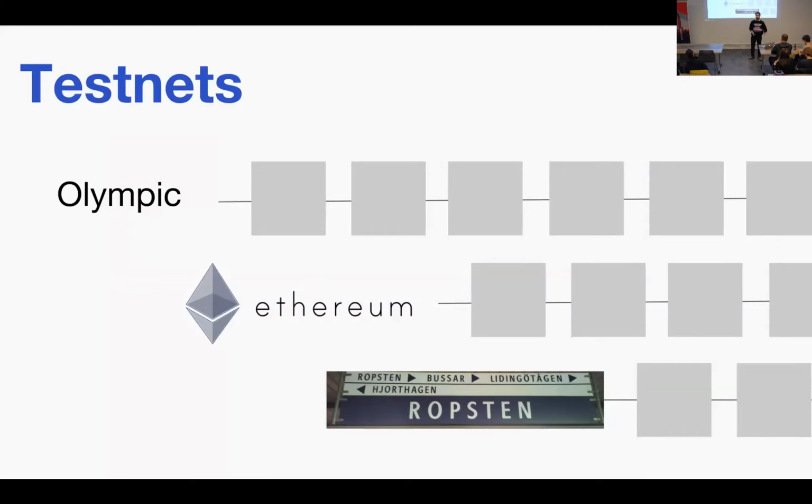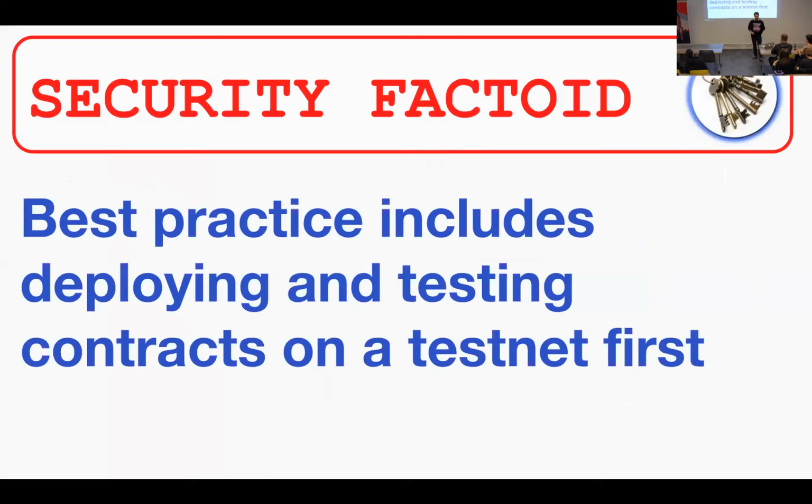Now we have a testnet called Ropsten. It's named after a terminus station because it should be your last stop before the mainnet. Security factoid: best practice includes deploying and testing contracts on a testnet first. That makes sense. Staging environment.